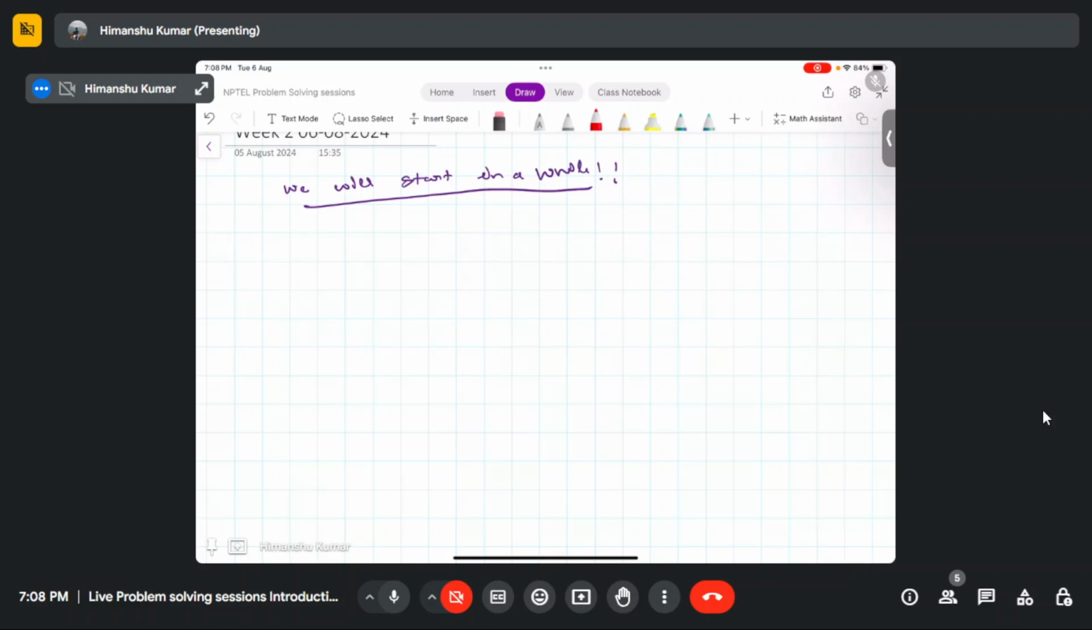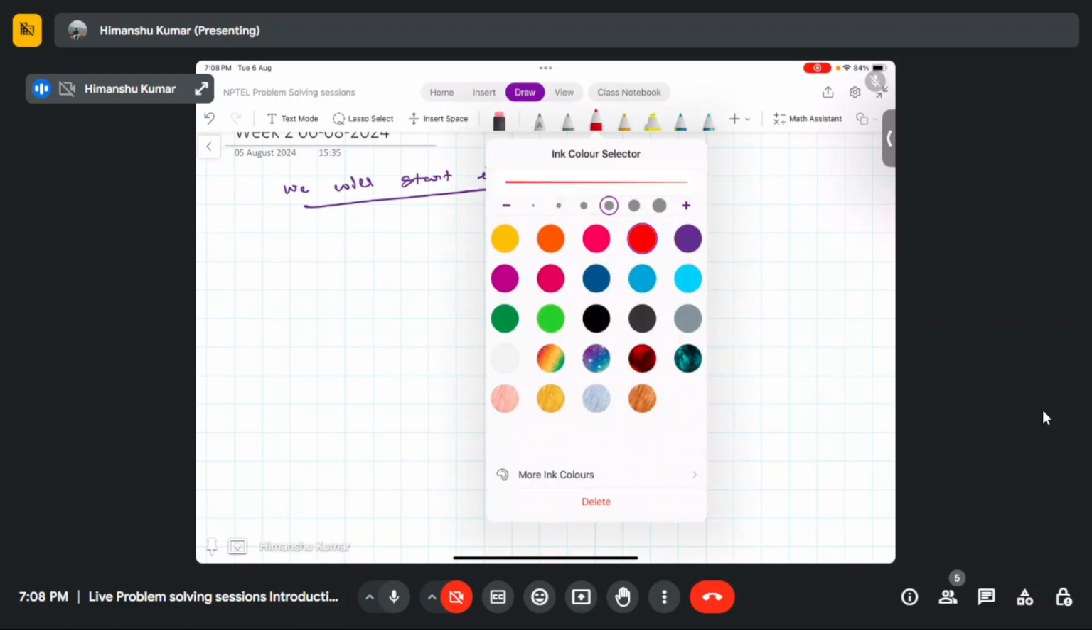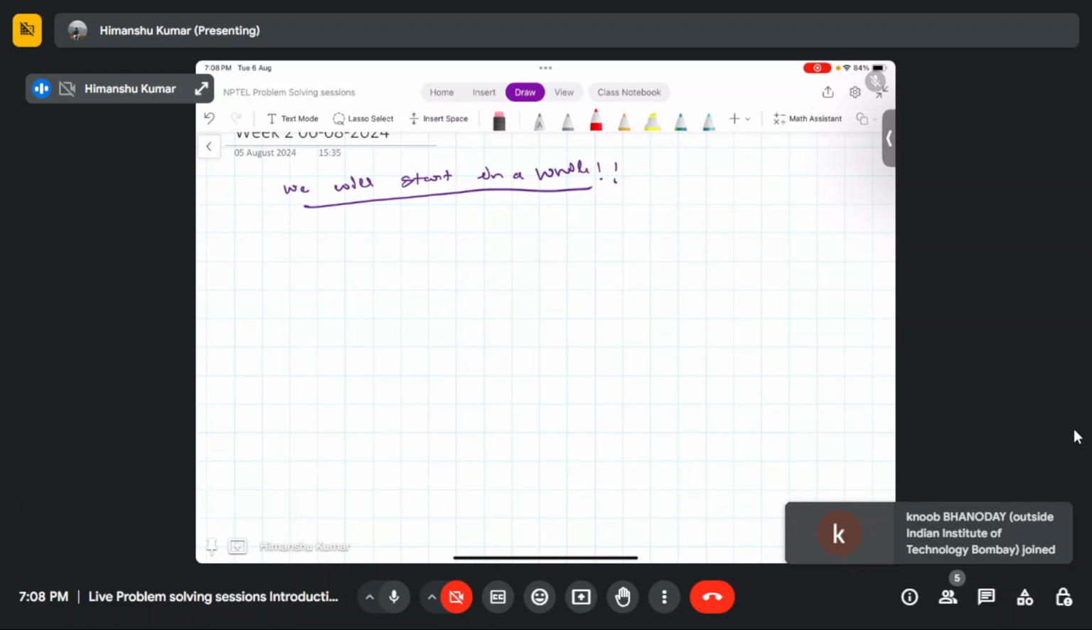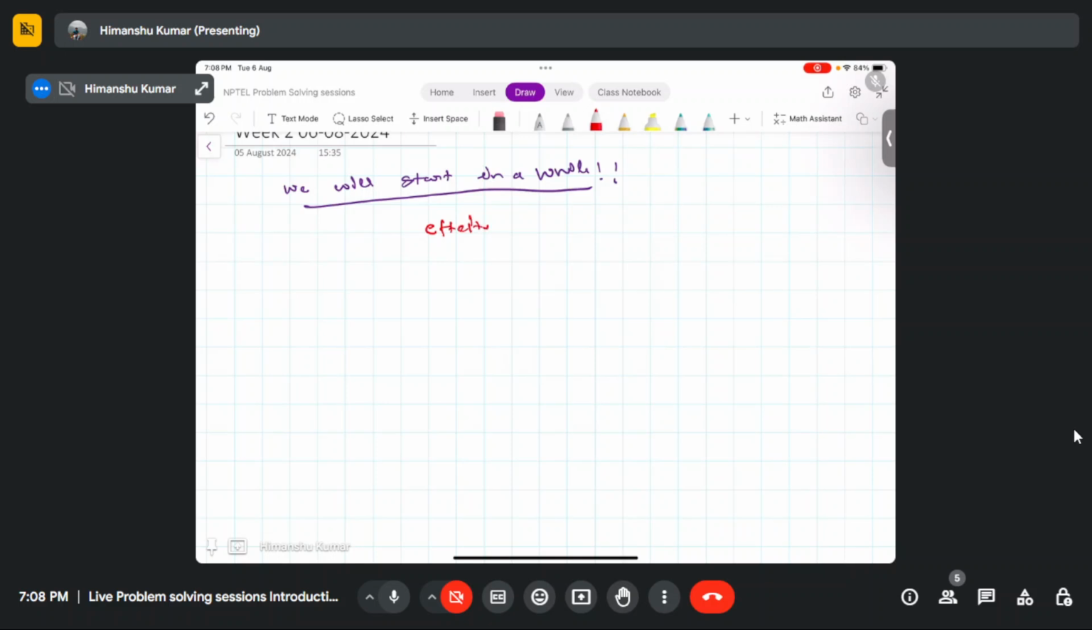So let me summarize this week's content. Initially, for a few minutes there was a discussion on the effective mass. So the discussion was on effective mass. So what is an effective mass?